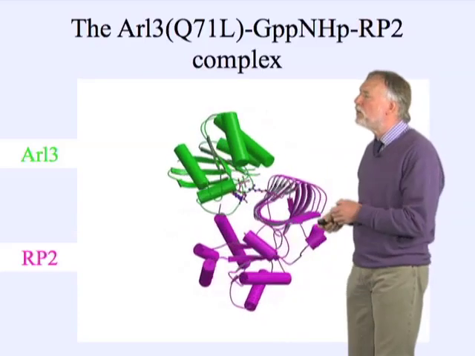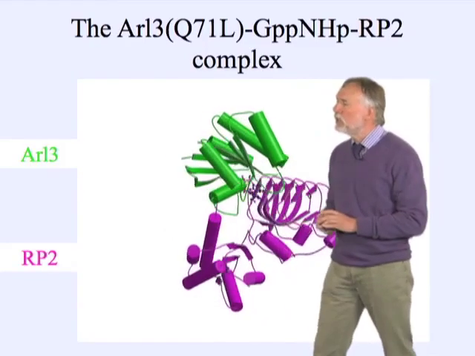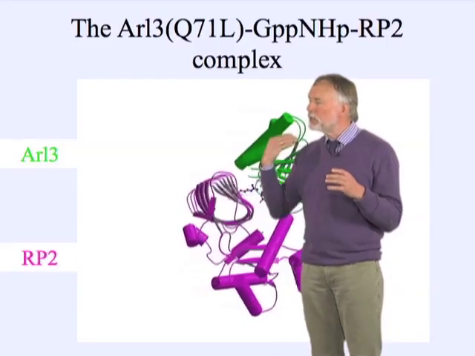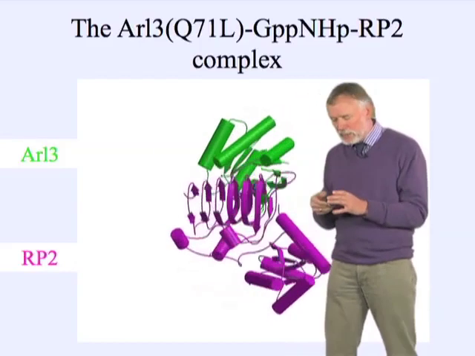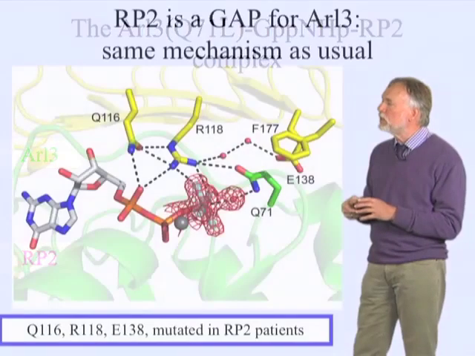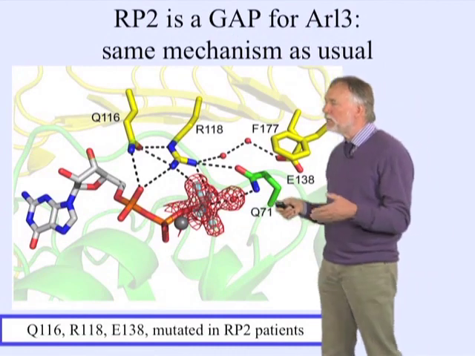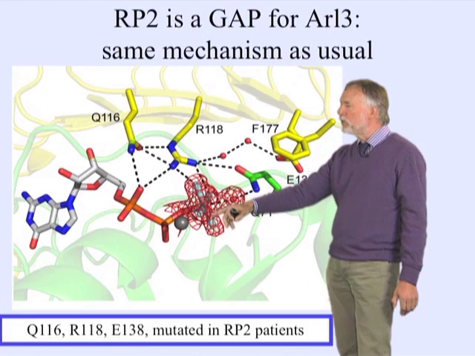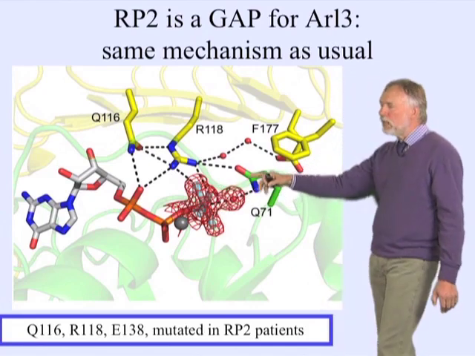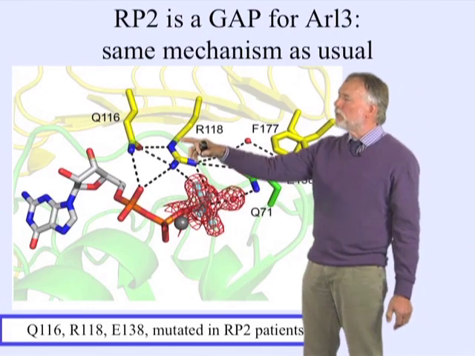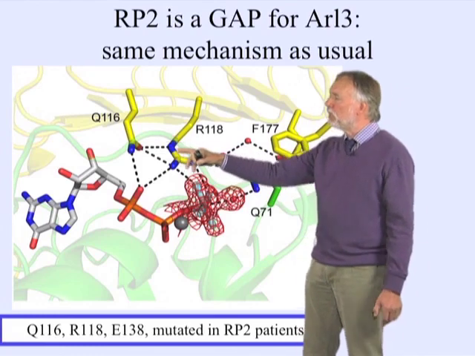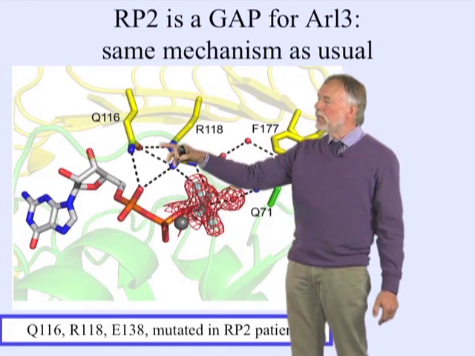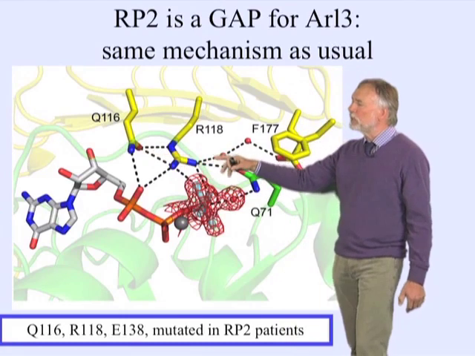So one didn't know what RP2 was doing, but when we solved the structure, we could immediately see that it smells like a GAP, because it puts an arginine finger into the active site of the other protein. And if you look at the active site in detail, you see this would be GDP again. This is aluminium fluoride. This is glutamine from AL3, and these are three residues from RP2, Q116, R118, E138. And obviously, all of these residues are mutated in retinitis pigmentosa.